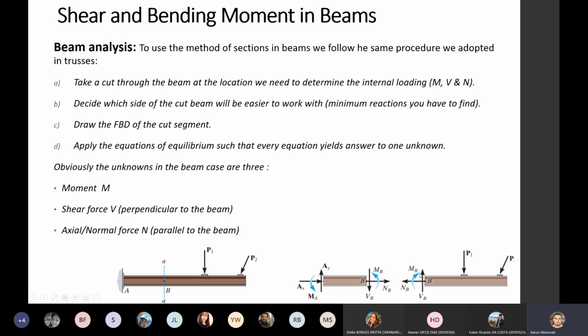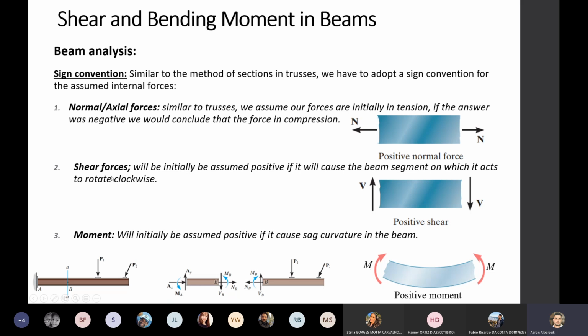But what about shear forces? The sign convention for shear forces. So we agreed, if I take this side of the beam as a cut, the axial force will be in tension. If I take that side, the axial force will be in tension. The shear forces will be assumed positive if the force will try to rotate the side I'm taking in the clockwise direction.